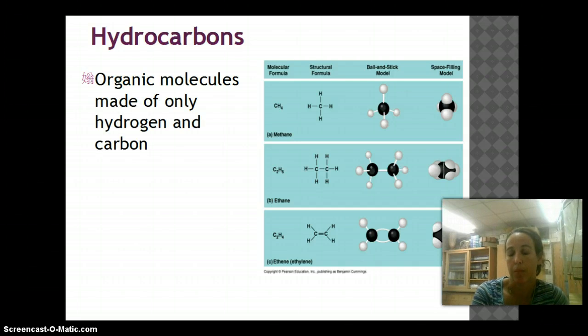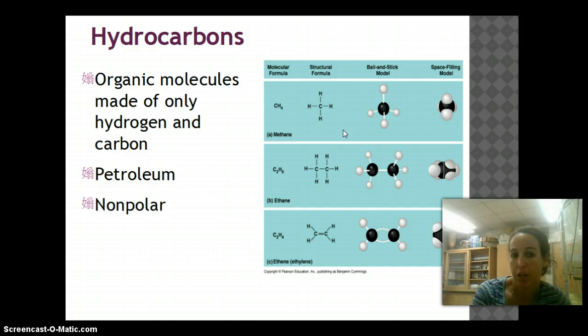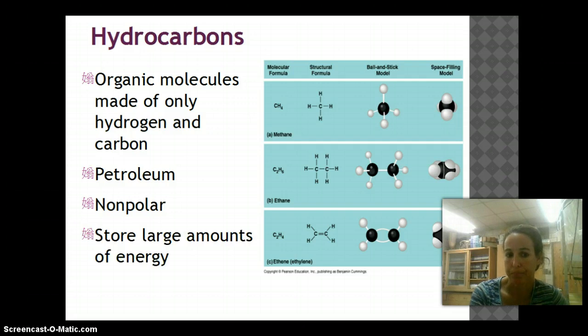Okay, so hydrocarbons are the first thing we'll talk about, and those are compounds that have only hydrogen and carbon. What we looked at on the last slide was an example of methane, which is the simplest example, and here's another picture of methane. Petroleum is a huge hydrocarbon. All of our fossil fuels in the world. Hydrocarbons by themselves are nonpolar, so remember that means that they have an even sharing of electrons, so they're not attracted to water. They will not dissolve in water. A huge benefit of hydrocarbons is that they store large amounts of energy, which is why we burn them for our energy, for our fuels.